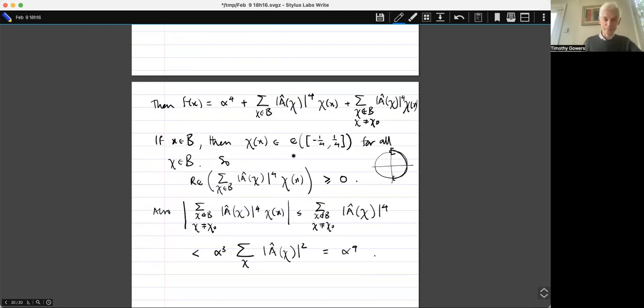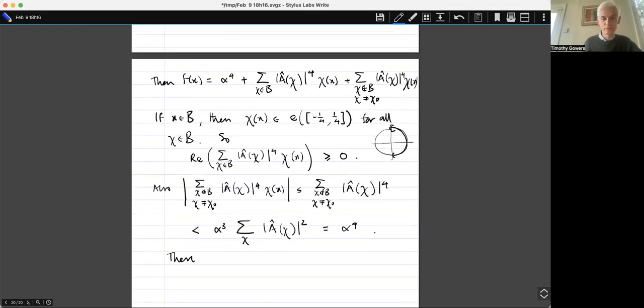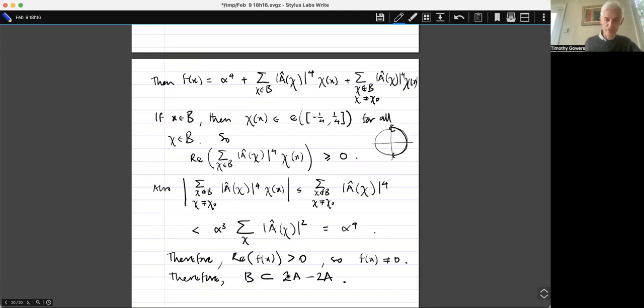So now let's have a look at what we've just done. We've shown that f(x) is equal to α to the 4th plus something with non-negative real part plus something of size strictly less than α to the 4th. So that's therefore the real part of f(x) is greater than 0, so f(x) does not equal 0. Therefore, this Bohr set B is a subset of 2A minus 2A. Because what I've just shown is that for every x in B, we get that f(x) is non-zero, but f(x) being non-zero is equivalent to x belonging to 2A minus 2A.